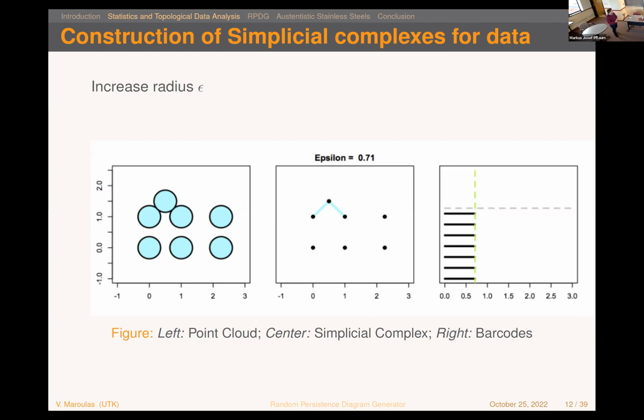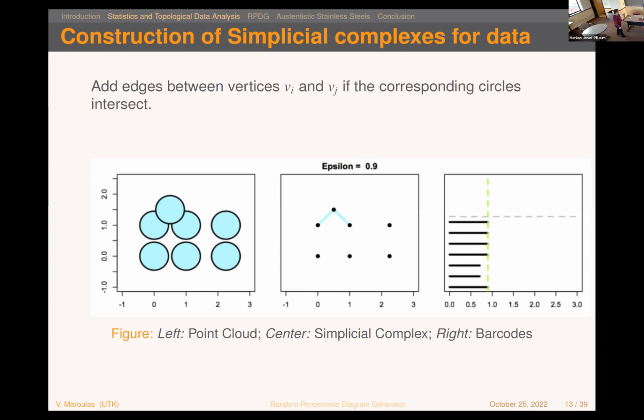You increase the radius, so you're going to get an increasing sequence of epsilons. So I increase it to 0.71. The algorithm asks the same question: do circles intersect? Here it is yes, for those three on the top. So you put in edges, and that means beyond 0.71 you are going to treat these three nodes as one. So two of the bars on the right-hand side are going to get killed. Beyond 0.71, these two bars, this one and this one, just stop. Okay, so you move on.